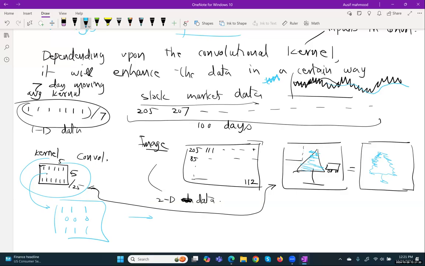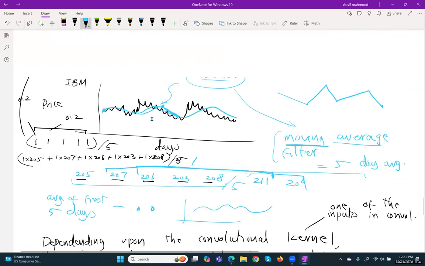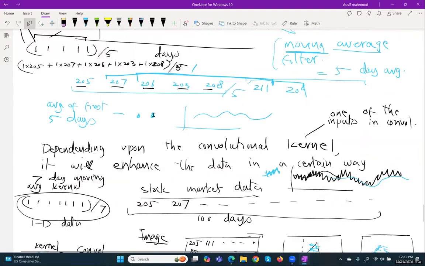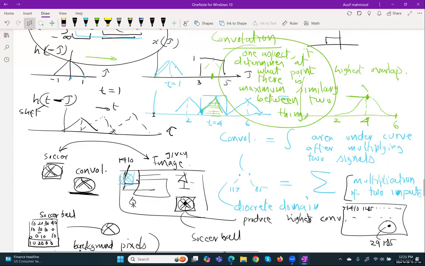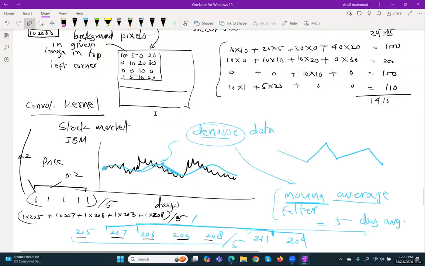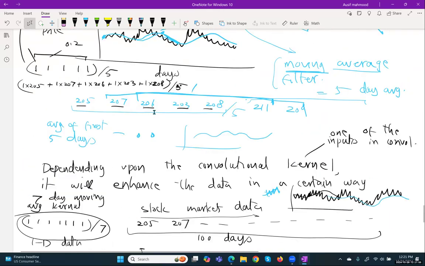Okay, so again, depending on the kernel, like I said, it will either blur it or sharpen it or enhance it some other way. So that is what the convolution does, right? Now coming to our, let's go back to our convolutional neural networks. Today I'll just give you the motivation for it, and then we'll go into the math and the programming details later.